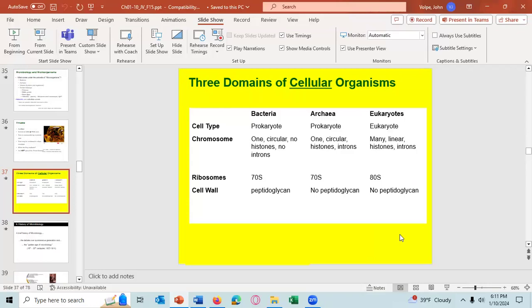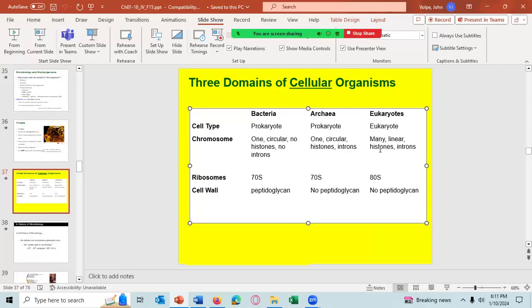A histone is a protein that you can find on eukaryote chromosomes, and the DNA actually wraps around that histone protein. So the histone protein is the main protein in a eukaryote chromosome, and it is lacking from bacteria chromosomes. They do have protein in the chromosome, but they have no histone protein. The eukaryotes usually have many linear chromosomes. And remember, the bacteria usually have one circular chromosome.